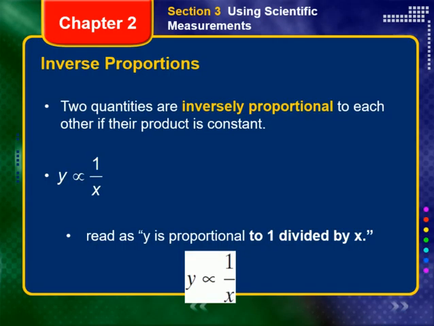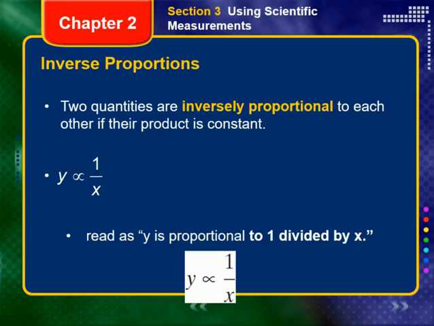Two quantities are inversely proportional to each other if their product is constant. An example of an inversely proportional relationship is that between speed of travel and the time required to cover a fixed distance. The greater the speed, the less time that is needed to go a certain fixed distance. Doubling the speed cuts the required time in half. Halving the speed doubles the time required.